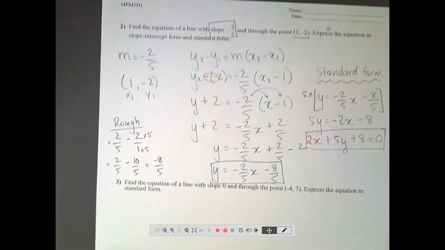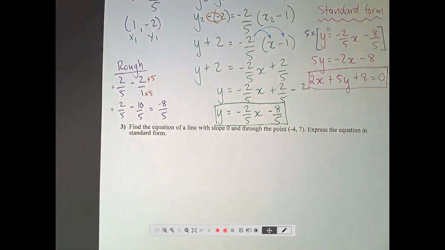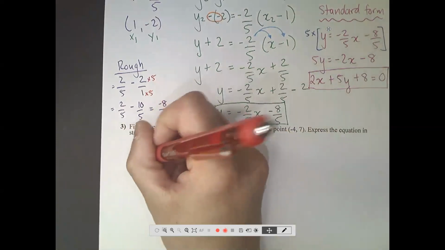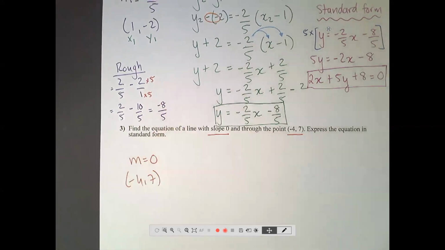All right, let's go on to our last example for this lesson. Example number 3. Find the equation of a line with slope 0 and through the point negative 4, 7. Express the equation in standard form alone. This is interesting. Slope 0 and point negative 4, 7. Now, you can do this question in one of two ways. You can do it the traditional way that we have been doing all along, and I'll show you that first.